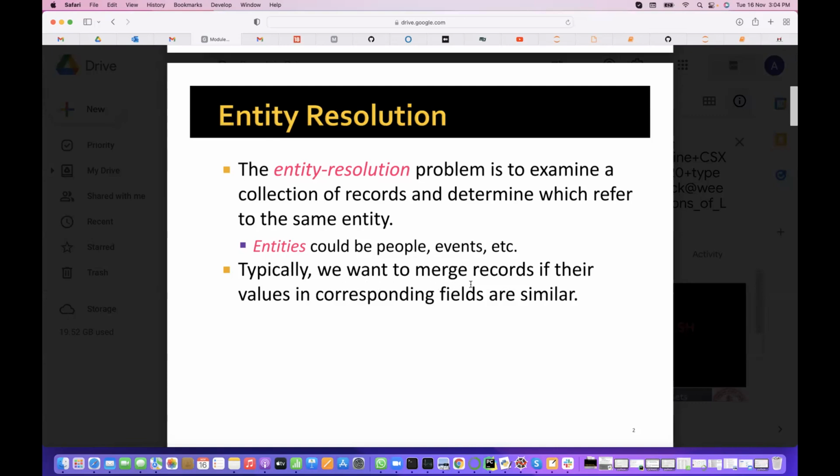Typically, we want to merge records if their values in corresponding fields are similar. Okay, did you understand what is this problem?